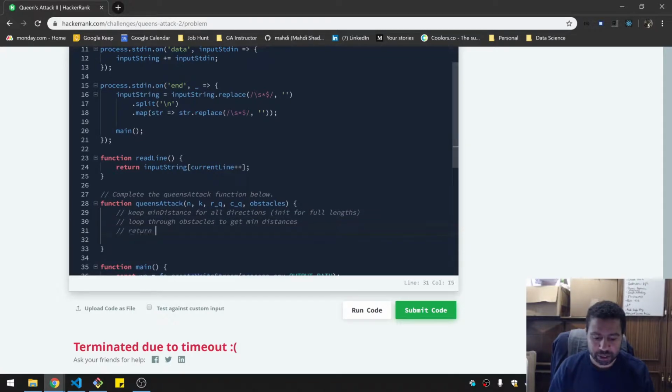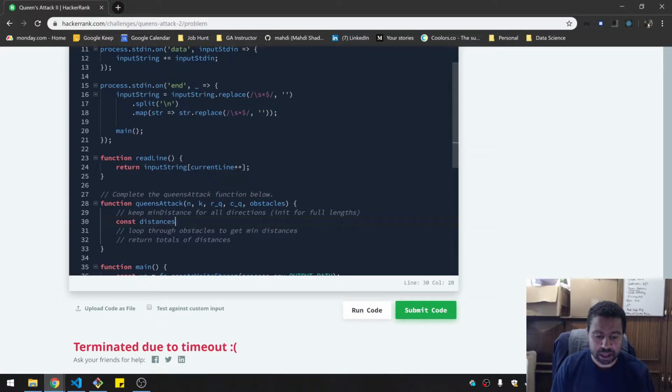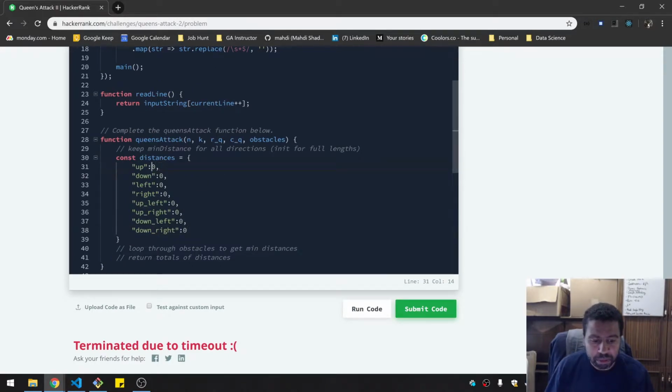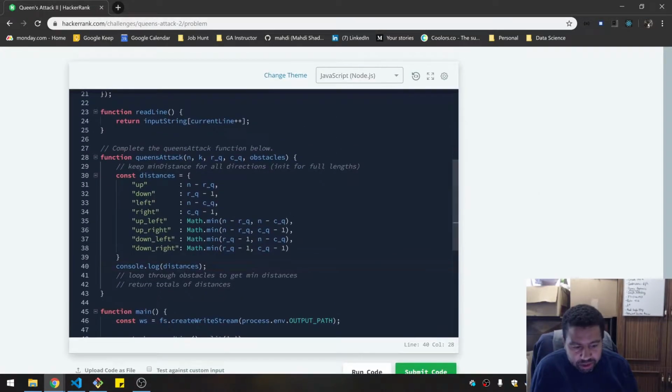And then just like return totals of distances. Okay. This part where I loop through it and set these will be the lion's share of it. Counters or distances object up. Okay, so these are not actual 0 though, because this will be the difference between RQ and 0. Up is n minus r. Okay, so I'm assuming this is going to work as is, even though it's a little hard to make sense of right now.